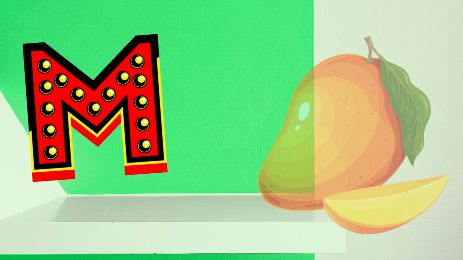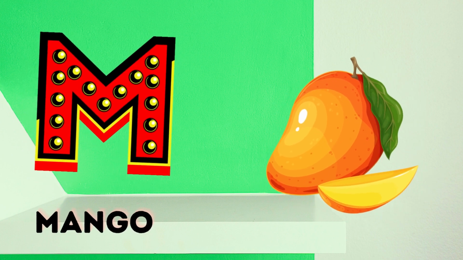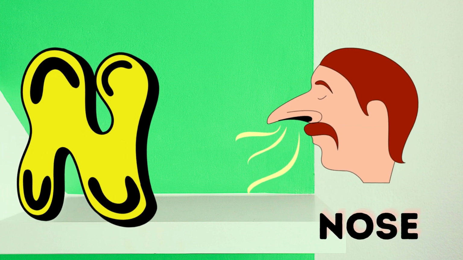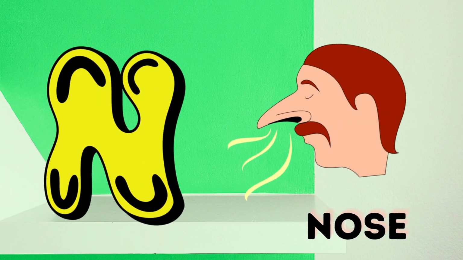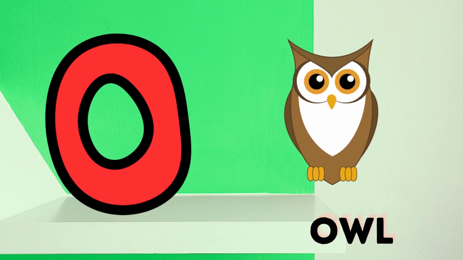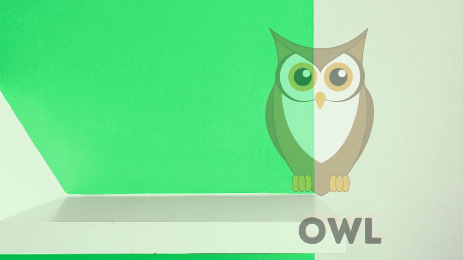M. M for mango. It is a mango. N. N for nose. It is a nose. O. O for owl. It is an owl.